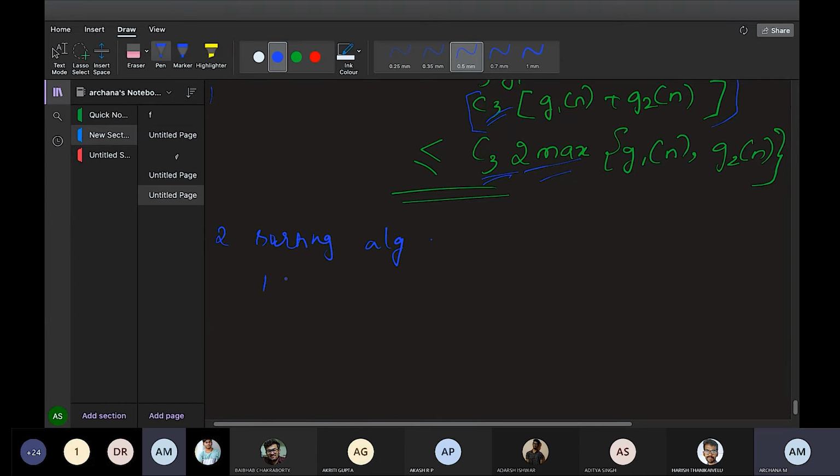One has 1 by 2 n into n minus 1 comparisons, and you will get big O of n square. This is the first algorithm. The second algorithm makes n minus 1 comparisons, and you have big O of n. So now, what will be the maximum? What will be the good algorithm among these two?